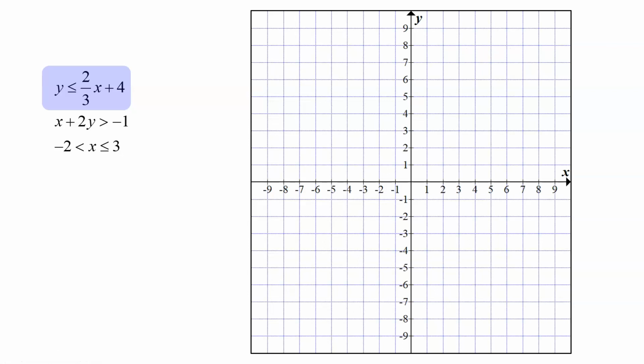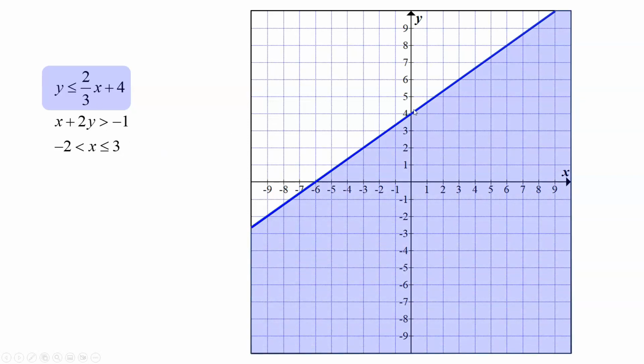But there's a couple things you have to keep in mind. Because it's an equal sign here as well, it's going to be a solid line, because the line is included as part of this. If both sides are equal, that works, and that's what the line represents. So you're going to have a solid line, and because it's less than or equal to, you're shading below it. Anything below this line makes this true.